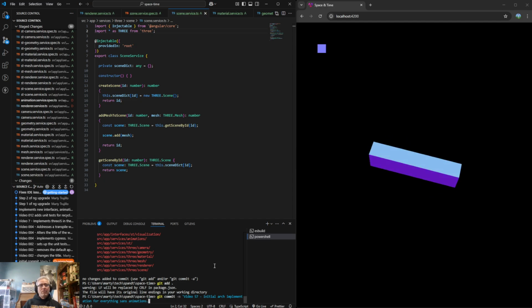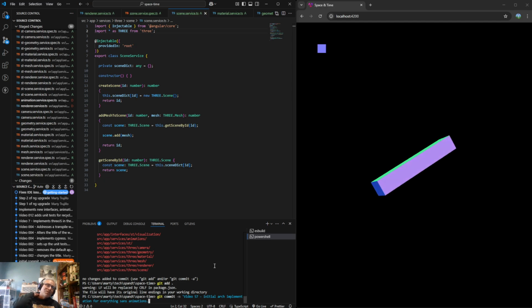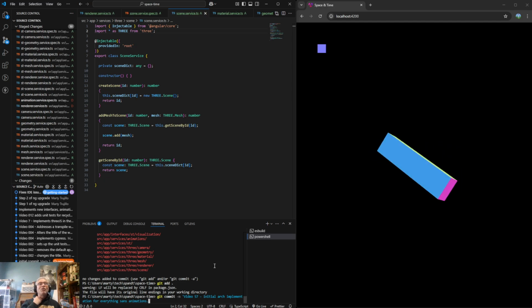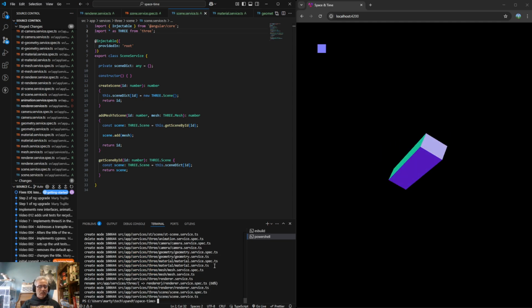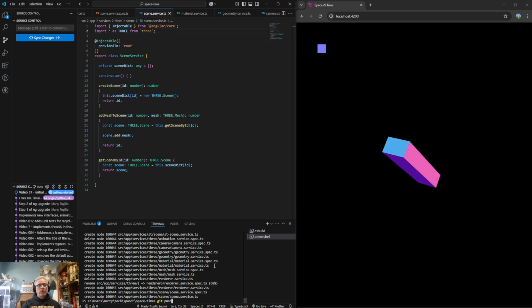So everything but animations, that this is the architecture for it. There are things that will come in the future, like lights and groups and stuff like that. But for now, this is basically the full architecture. So that's that, and then git push.